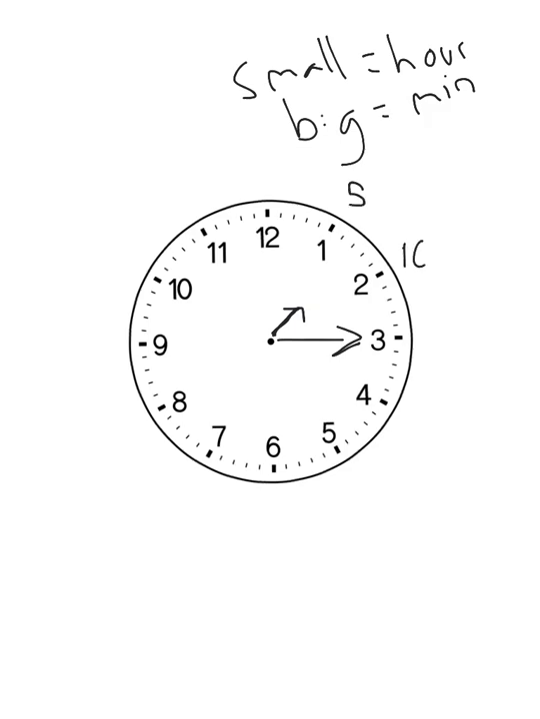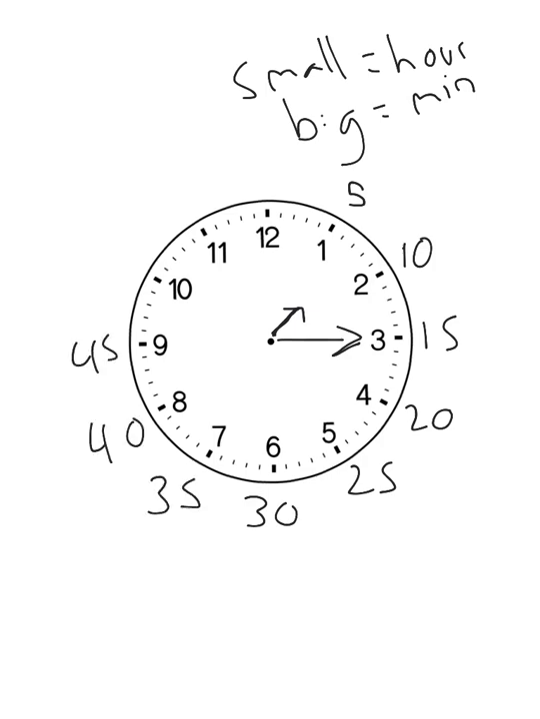So 2 times 5 is 10, 3 times 5 is 15, 4 times 5, 20, 25, 30, 35, 40, 45, 50, 55, and 60, or o'clock is kind of what this one is. O'clock.